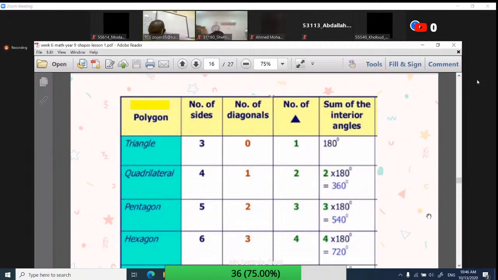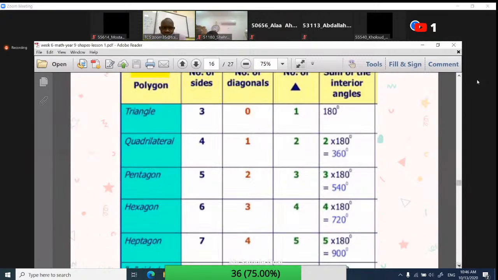Who can do for us question number 2? Five of the interior angles of a hexagon are 90 degrees, 100 degrees, 110, 120, and then 130. Those are the 5. A hexagon has got 6 of them. One of the angles is not given. You are asked to work out the other interior angle of the hexagon. What is the size of the other interior angle?